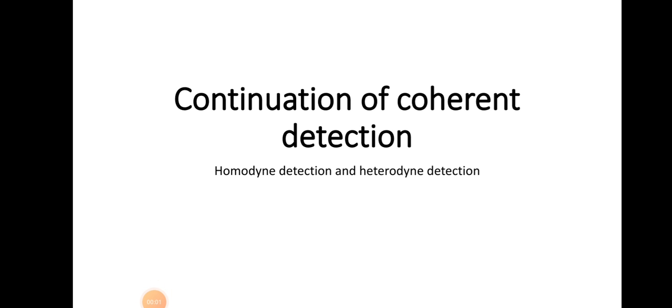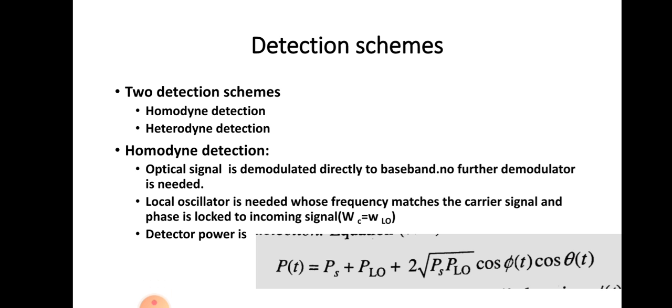In this session, we will discuss homodyne detection and heterodyne detection. Actually, it is a continuation of the topic from coherent detection. We have discussed coherent detection in the previous video. Now, in the case of coherent detection, there are two detection schemes available: first one is homodyne detection and the second is heterodyne detection.